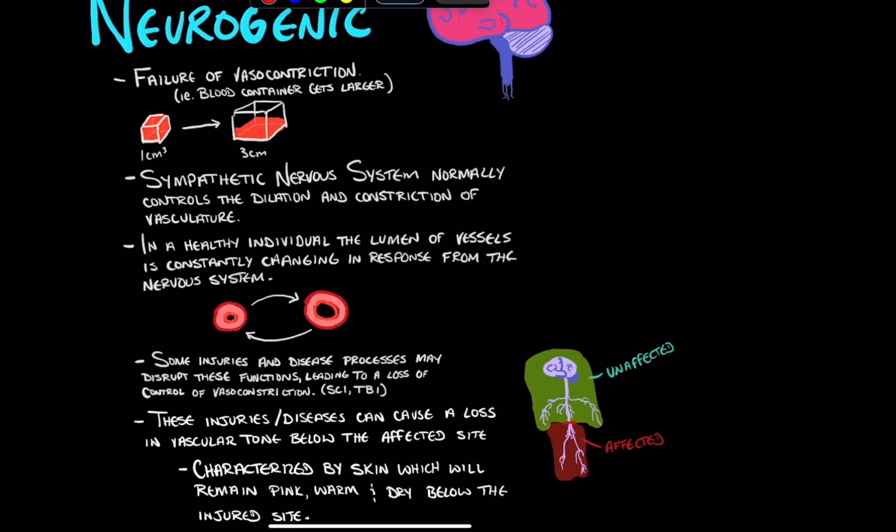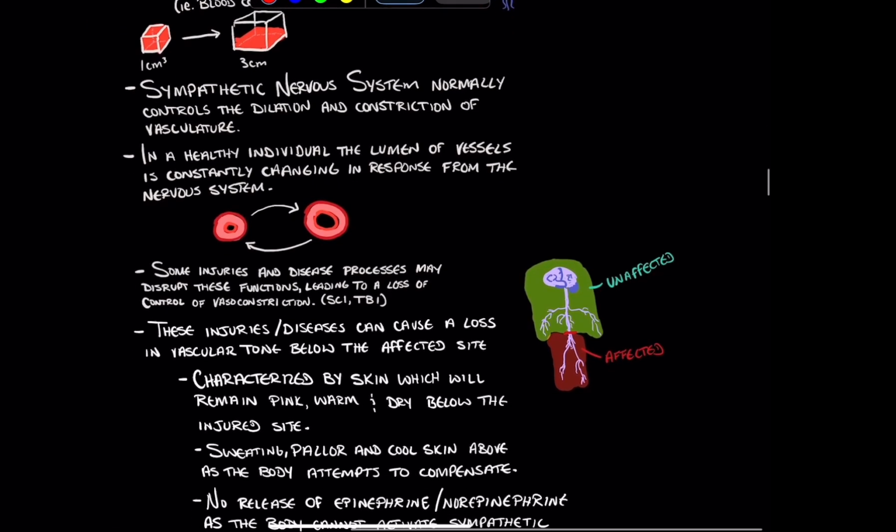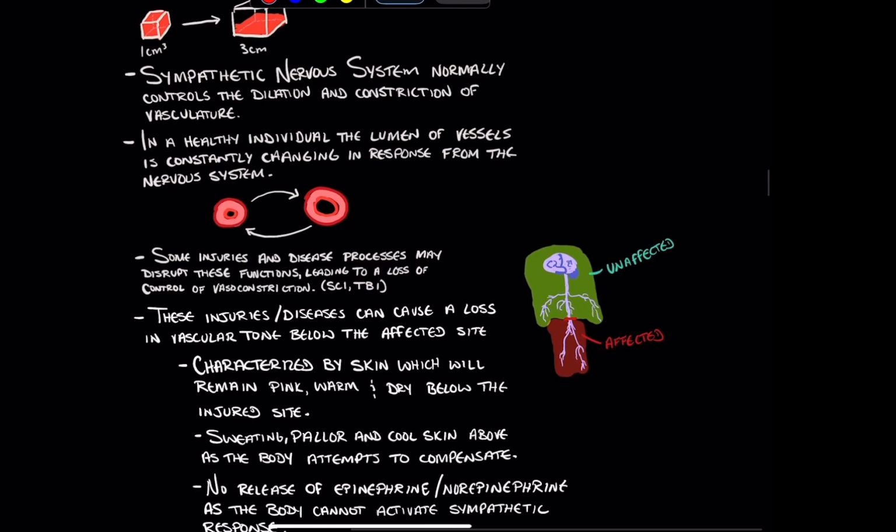So with neurogenic shock, we're looking at the sympathetic nervous system, which normally controls dilation and constriction of our vasculature. And if you deal with an injury, you're obviously going to have some kind of dysfunction of that ability, right? The actual circuitry has been cut off to a certain part of the body. So those vessels return to a dilated state where they have no tone at all.